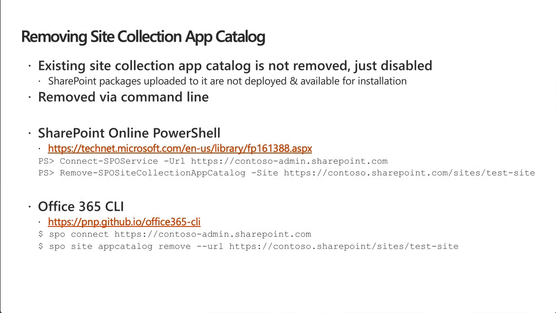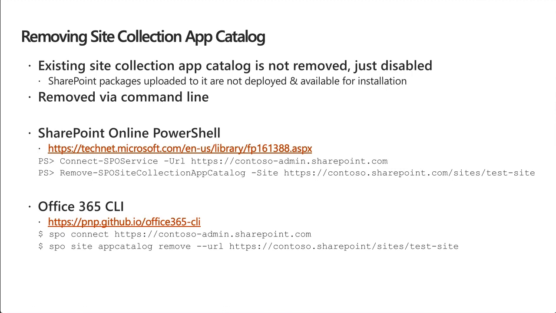You can also do the inverse. You can remove the site collection app catalog, but just keep in mind that they're not really removed. They're really just disabled under the covers. What is going on is that when we added these, a special document library was added to the site collection in SharePoint Online. And there were some server-side event receivers hooked on to that document library that said that when packages were added to the library, it would automatically install those for us in that current site collection. When you remove a site collection app catalog, it's just removing the event receivers.